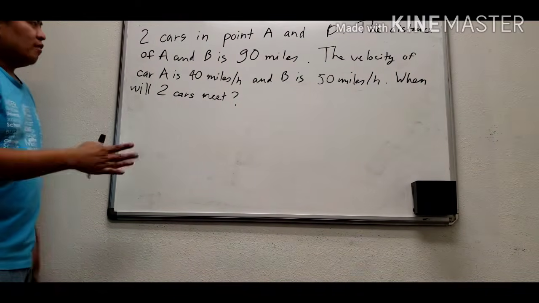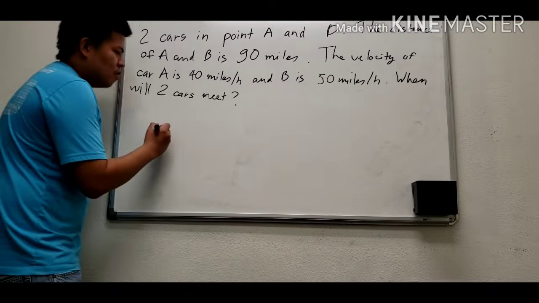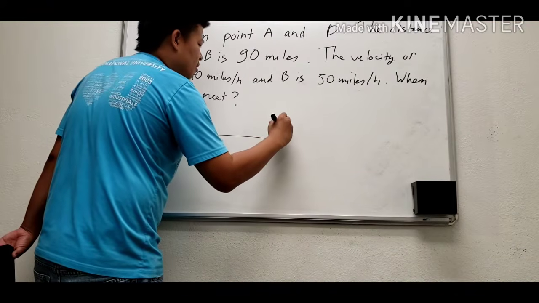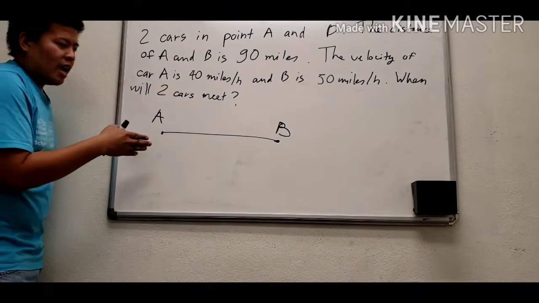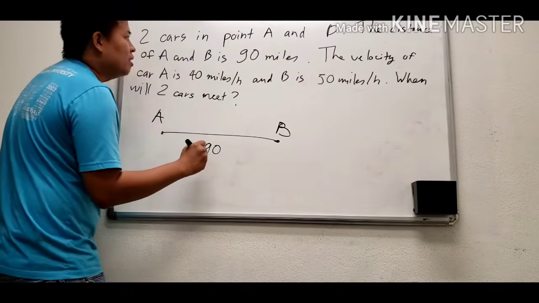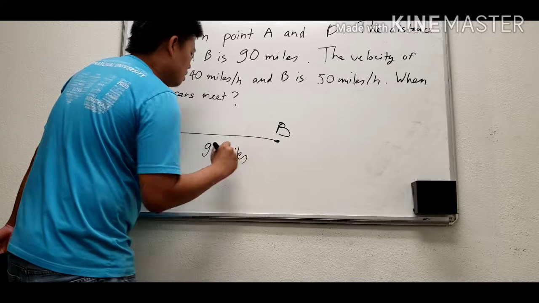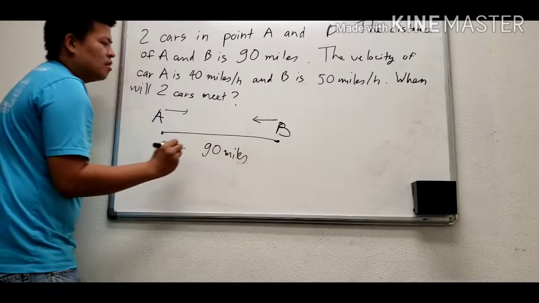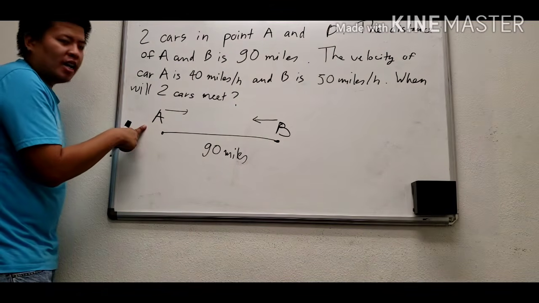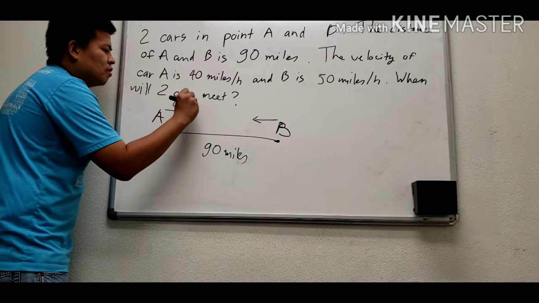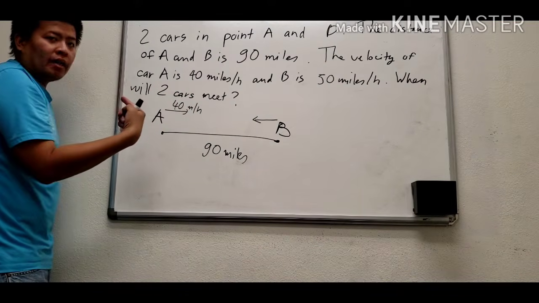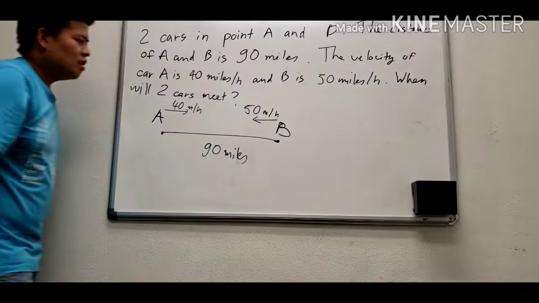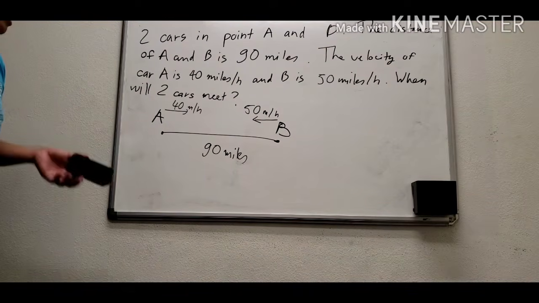That's the question in the ASVAB, and we need to learn how to do that. For example, we have point A and point B. We know that the distance between A and B is about 90 miles. Car A goes to B and car B goes to A. The velocity of car A is about 40 miles per hour, and car B going back to A is about 50 miles per hour. So the question: when will the two cars meet together?